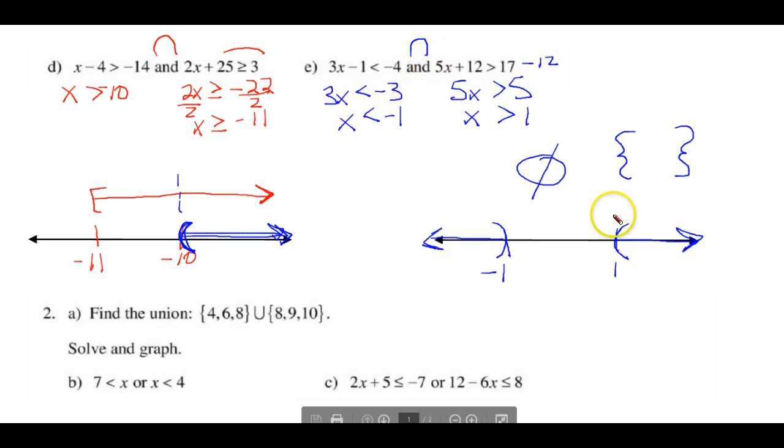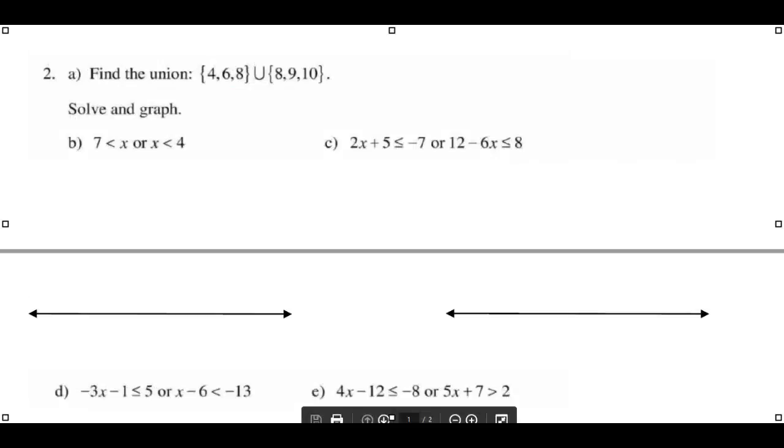And we found that out by solving each of the inequalities, graphing them, and since there was no intersection, there is no answer for that. And again, you can come back to this, watch it again, and review the explanation. All right, we're going on to number 2.